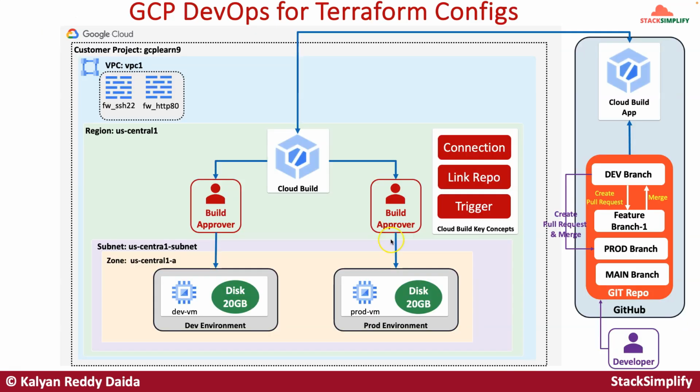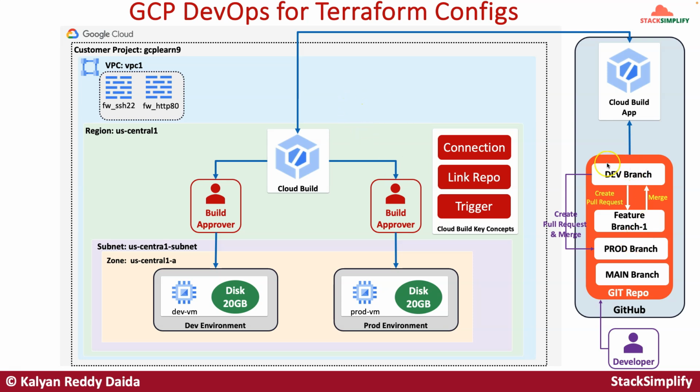And once that is done, we'll go on and implement GCP DevOps for Terraform configs. This is going to be close to a 70-minute session, and it is done in a very step-by-step manner, wherein we are going to create multiple branches, for example a dev branch, prod branch, and feature branch, and we are going to implement a GitOps style implementation.